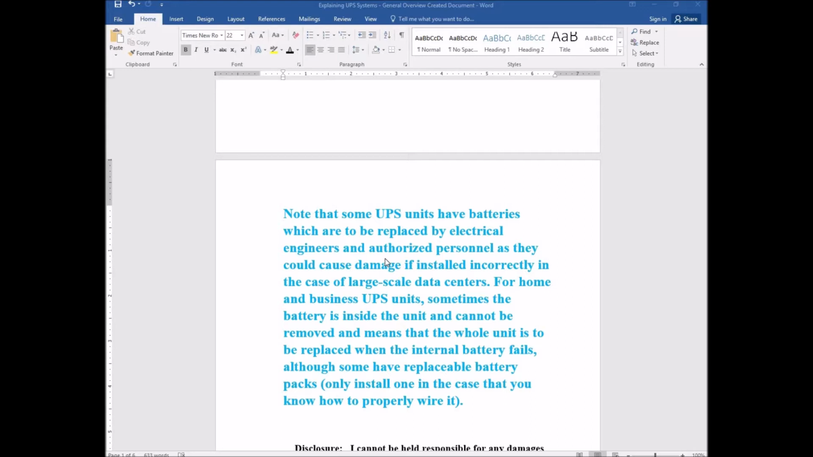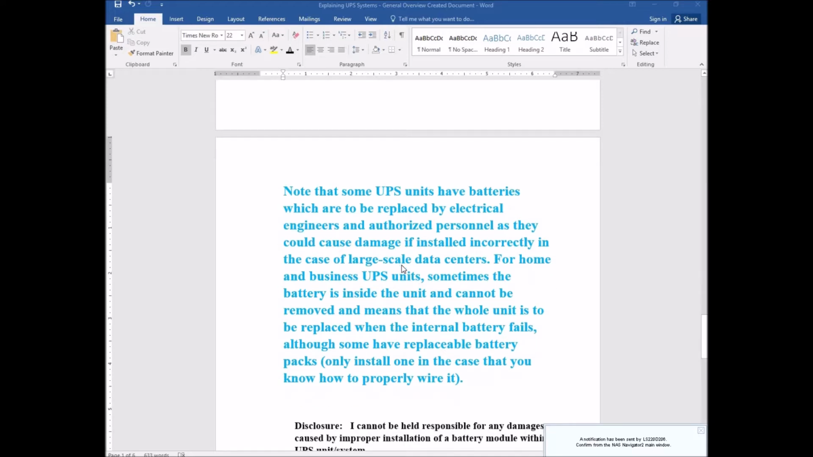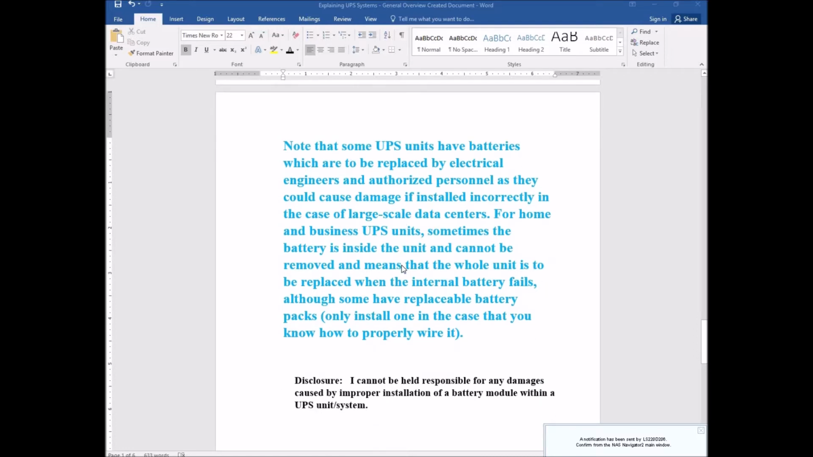Although, make sure you do it correctly in terms of wiring, and please make sure to use proper precautions and read the user manuals before you go change a battery, as there are potential risks. And disclosure, I can't be held responsible for any damages caused by improper installation of a battery module within a UPS system/unit.